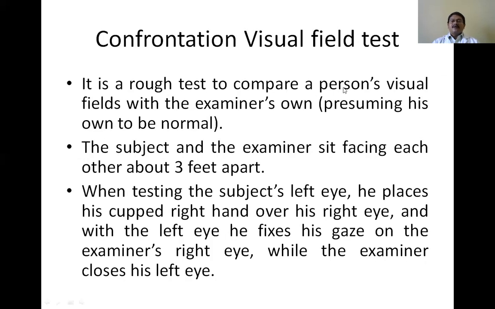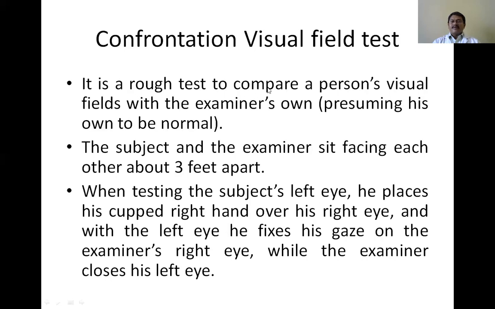Then another way of assessing is the confrontation visual field. For this, the first and foremost criterion is that the examiner must have a normal visual field. And the distance between the subject and the examiner is 3 feet or 1 meter. Another precaution you must take: the height of the visual axis, the gaze of both the subject and the examiner, should match.